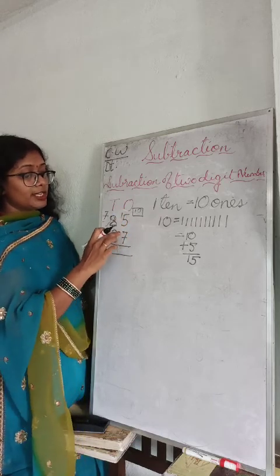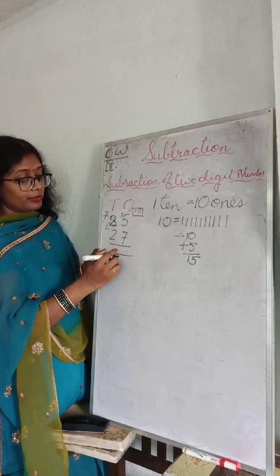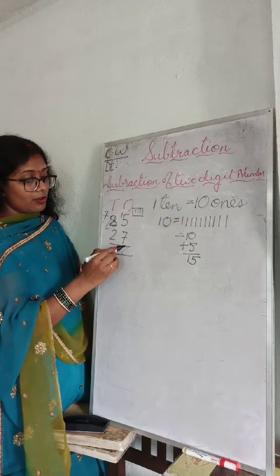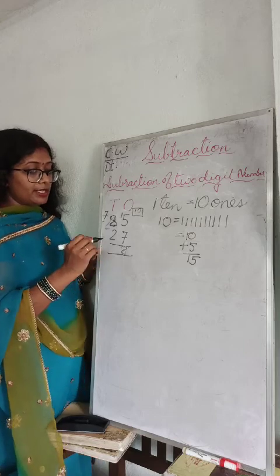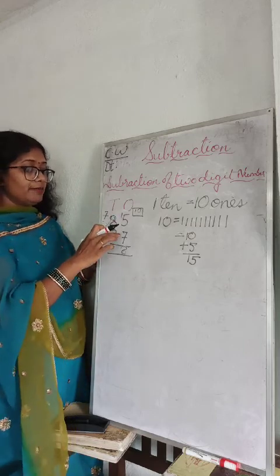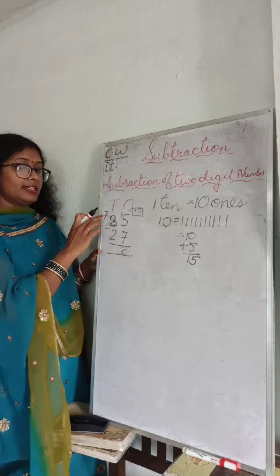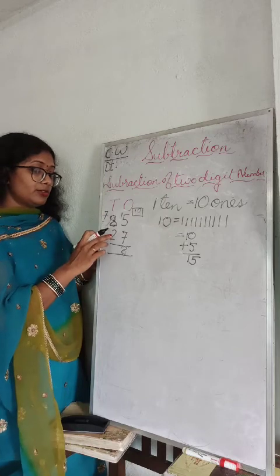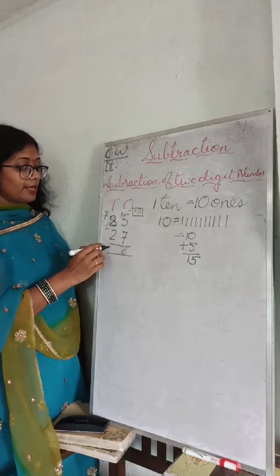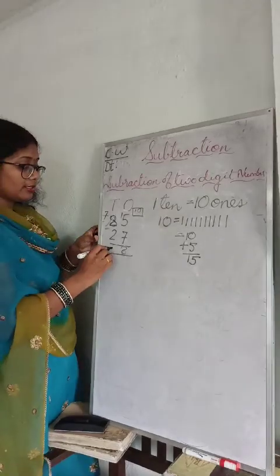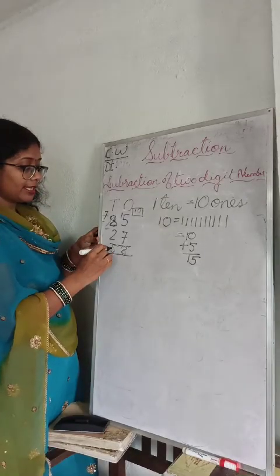So 15 minus 7. You will write here 8. 15 minus 7 means what? 15 minus 7 here means 8. So 15 minus 7 is 8 and 7 is left here. 7 बचा हुआ है यहाँ पर. 7 में से 2 subtract कर दीजिए. 7 minus 2 is 5. So your answer now becomes 58.